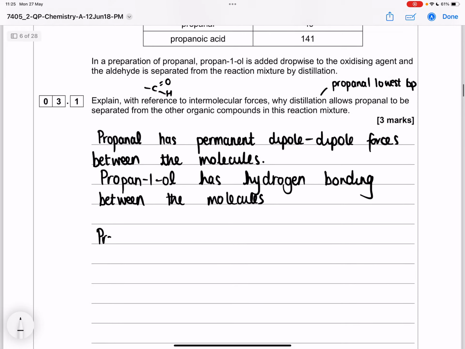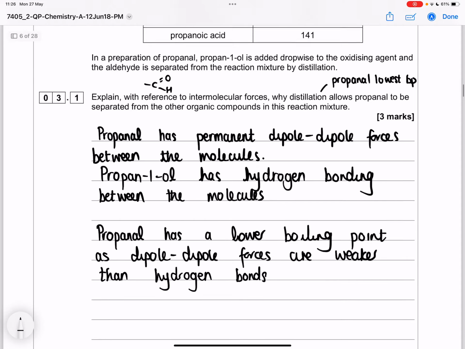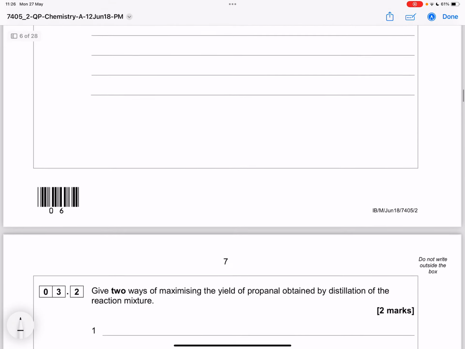So propanal has a lower boiling point as dipole forces are weaker than hydrogen bonds. What that means is it will boil first and it will be able to be collected by the distillation.